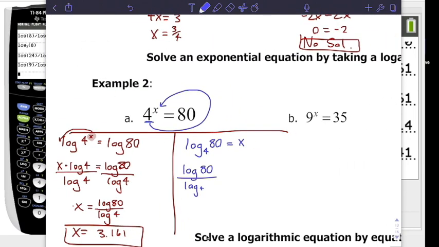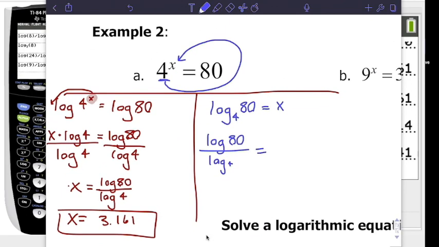And then you would get the same exact thing. So to me, the way on the right's a little bit easier, so I would probably do that. And then whenever you punch that out, it should come out to the same exact decimal.